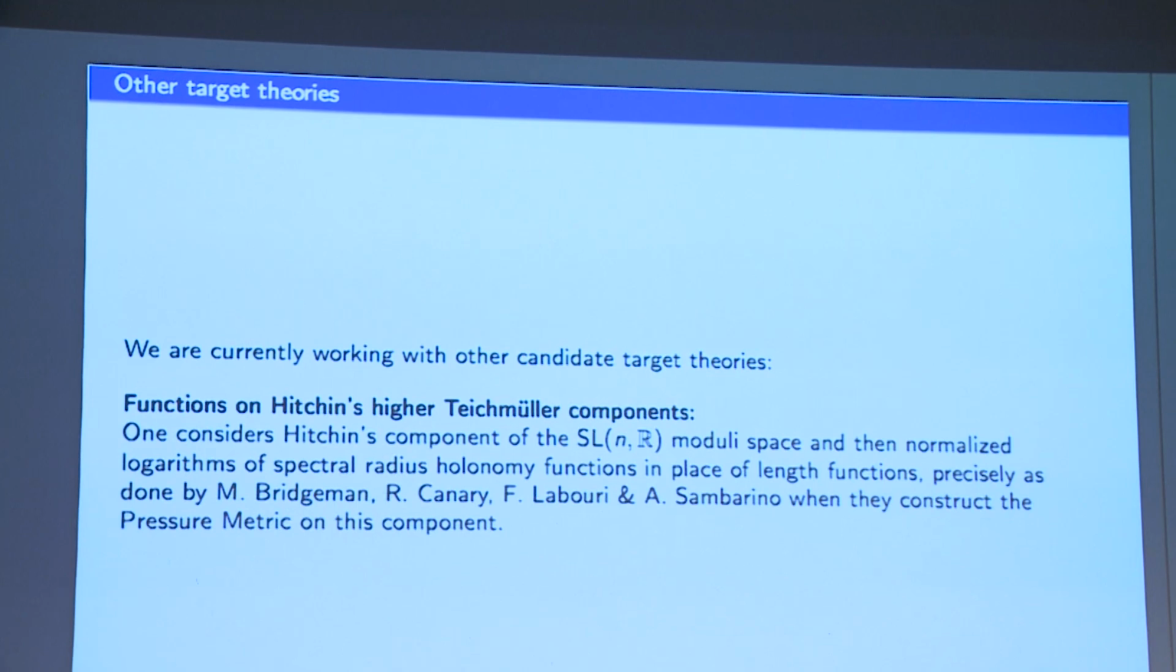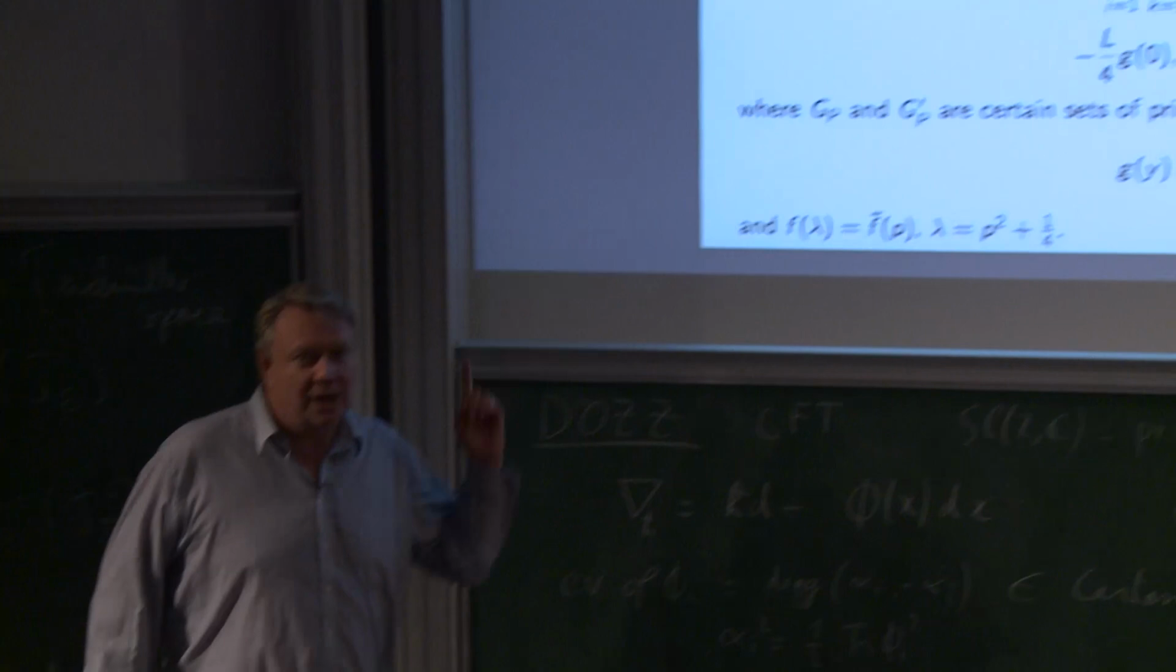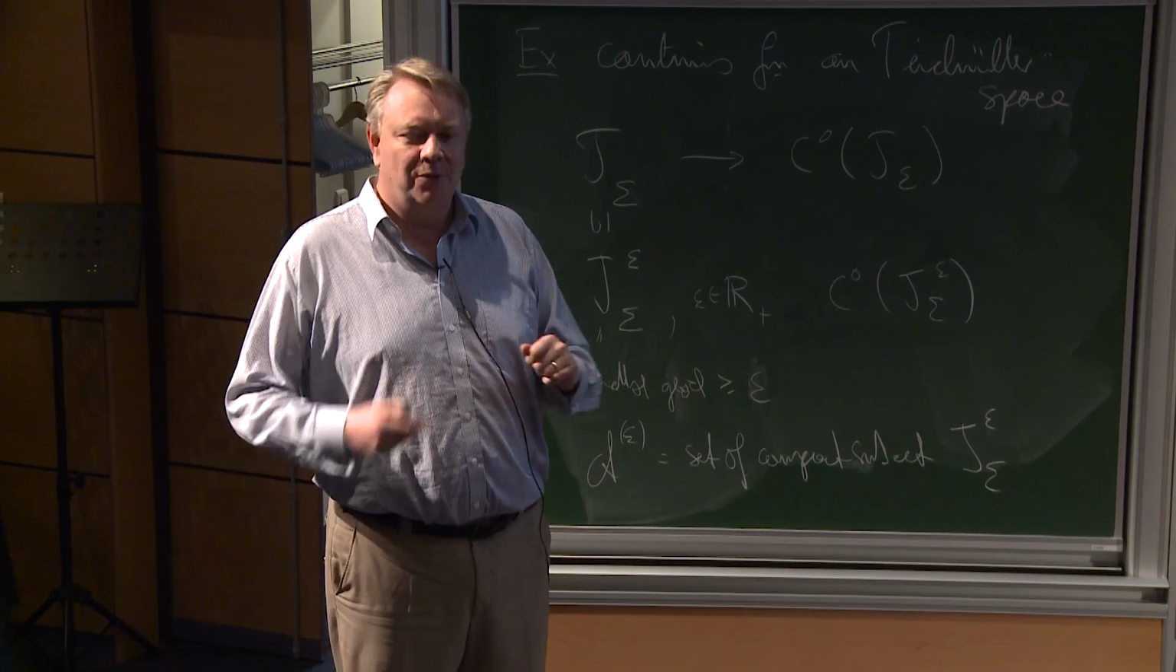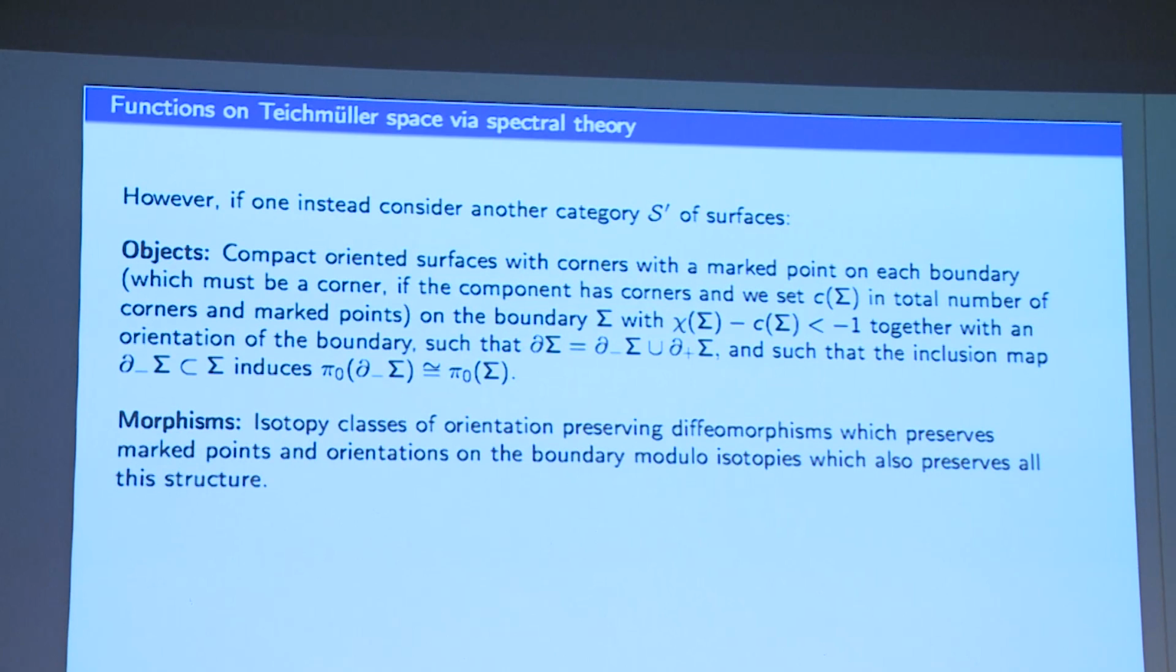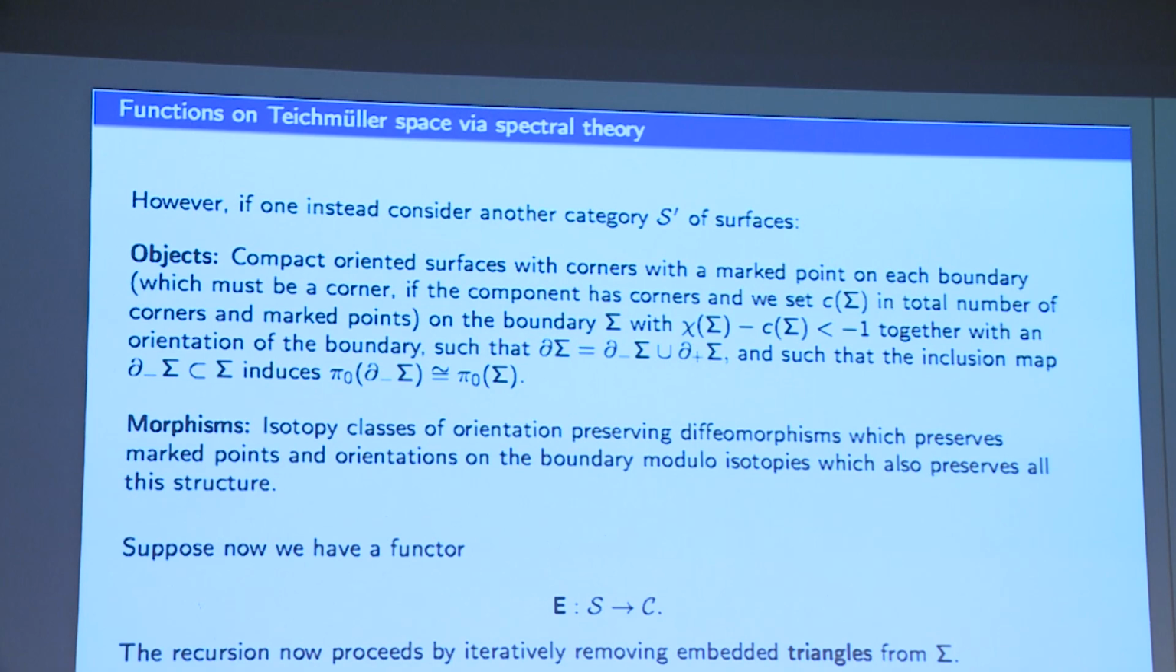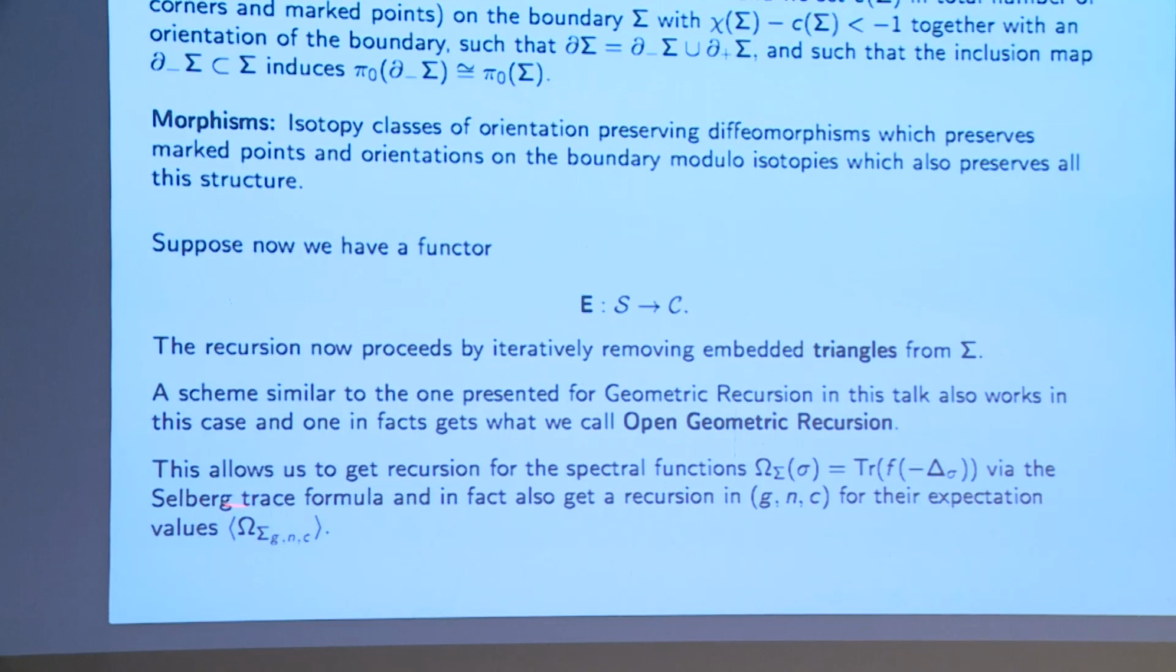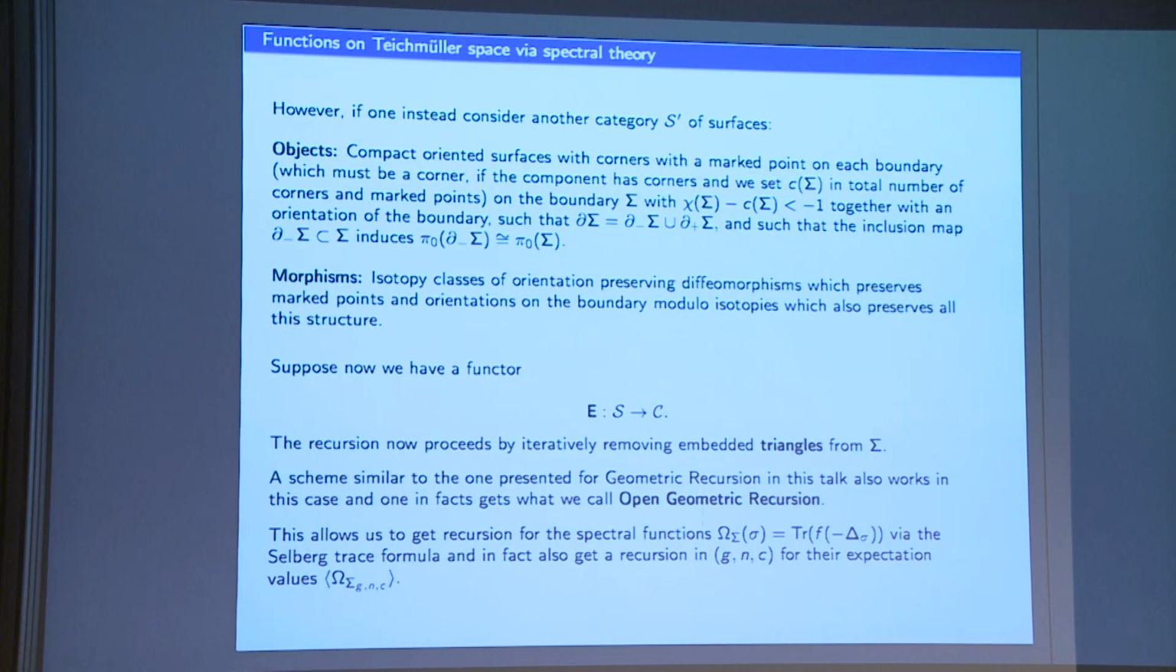Higher Teichmüller theory could probably also be used if you want to get at the Selberg trace formula via this. I don't think you can cut along pairs of pants for the same reasons. What you should do is develop a theory where you extract triangles instead of pairs of pants. Then you will have corners on the boundaries, and this will be kind of an open geometric recursion. We are working on developing this, and I would think that after we've done that, we can prove that the Selberg trace fits in that scheme, and that it satisfies open geometric recursion and therefore get the same kinds of results on averages and such things.